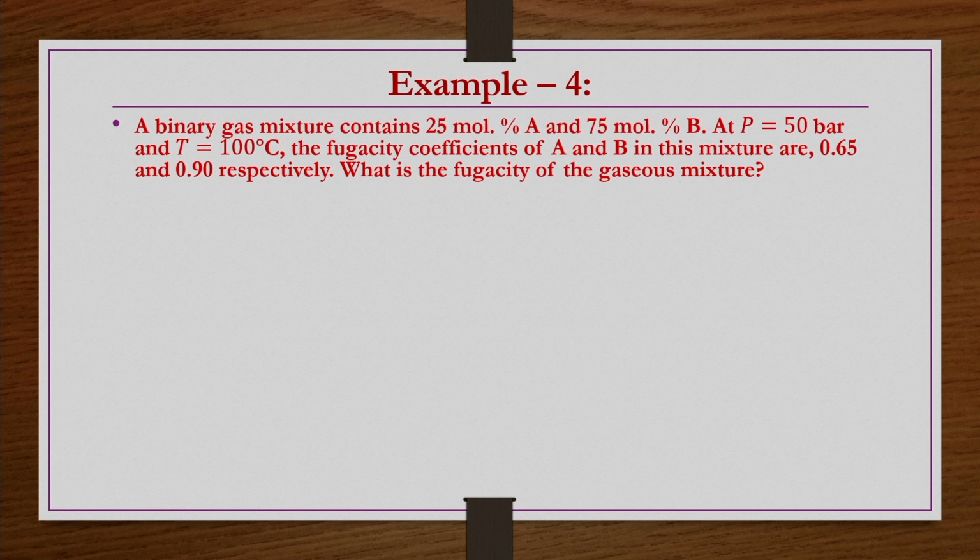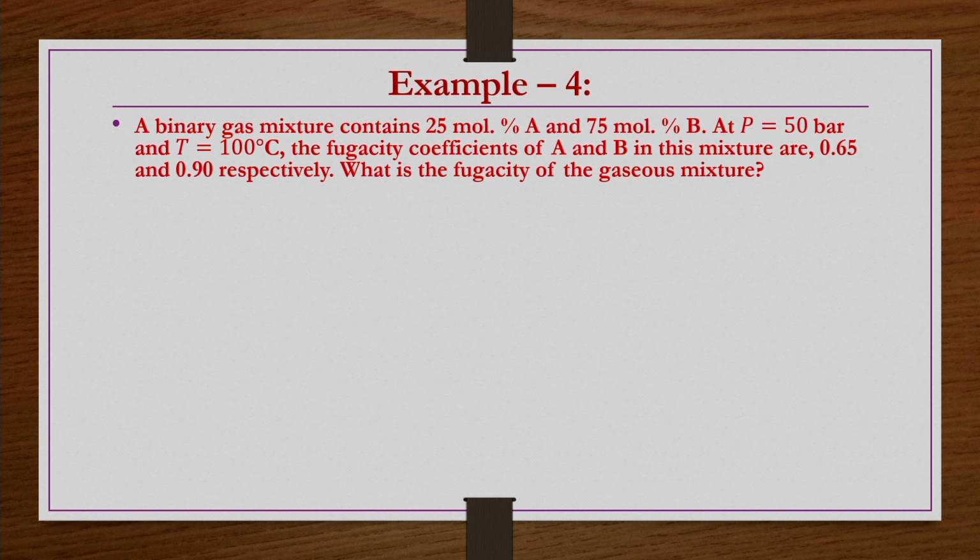Another example problem: a binary gas mixture contains 25 mole percent of A and 75 mole percent of B at P equals 50 bar and T equals 100 degree centigrade. The fugacity coefficients, phi A and phi B, are given as 0.65 and 0.9 respectively. What is the fugacity of the gaseous mixture? So, the fugacity of the gaseous mixture, f mixture, is required. Phi A and phi B are given, P as well as yA and yB are also given on mole basis. So, the individual fugacities can be found, but for the mixture we have to find out.